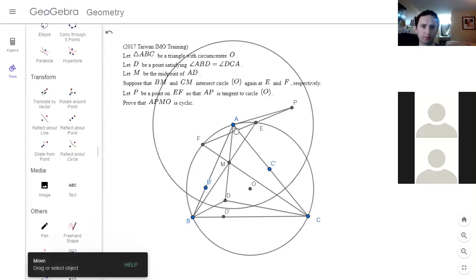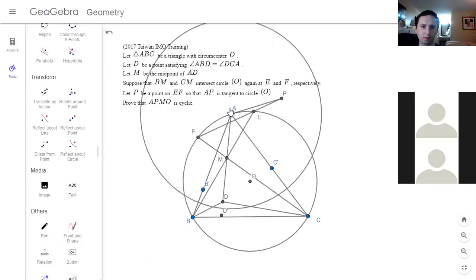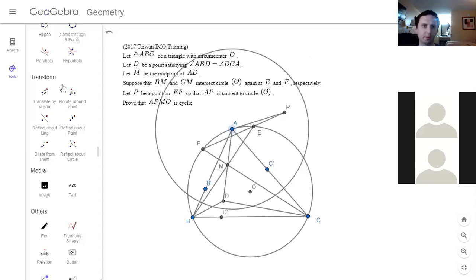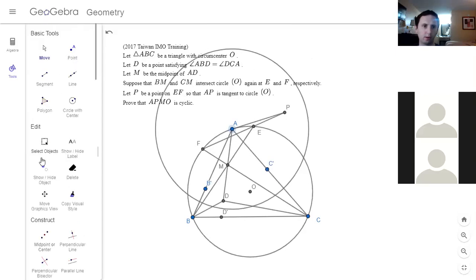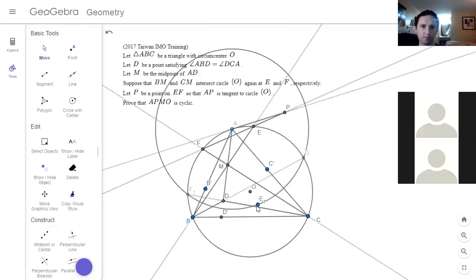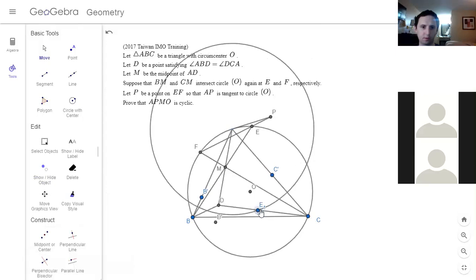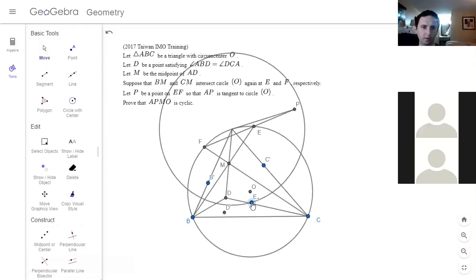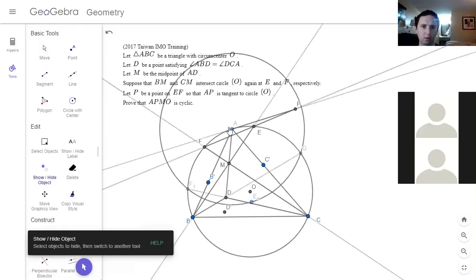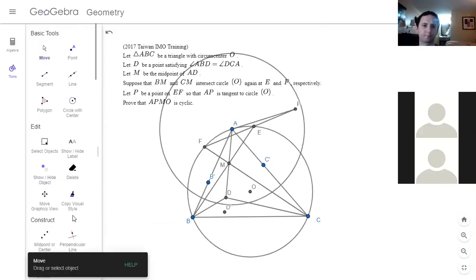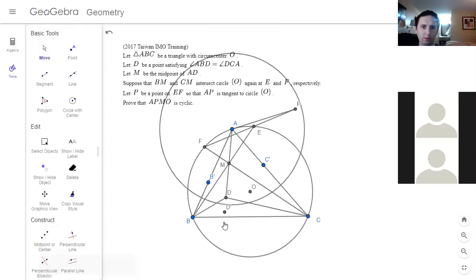I don't think B prime lies on BC, right? No, it's just like a coincidence. Let me unhide point G just so I can make it. Yeah, maybe like that. Okay, so what was it that you were saying?